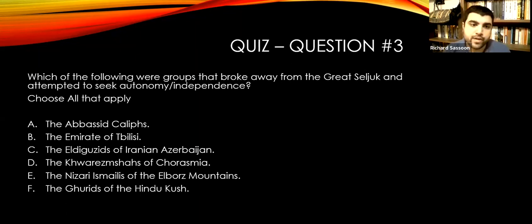It was conquered by George the Builder after the Battle of Tigori. And the Nizari Ismailis did fight against the Great Seljuk, right? They took that residence in the Elburz Mountains in the northwestern part of Iran. And the Ghurids never fought for independence from the Great Seljuk Empire. They were never under Seljuk power.